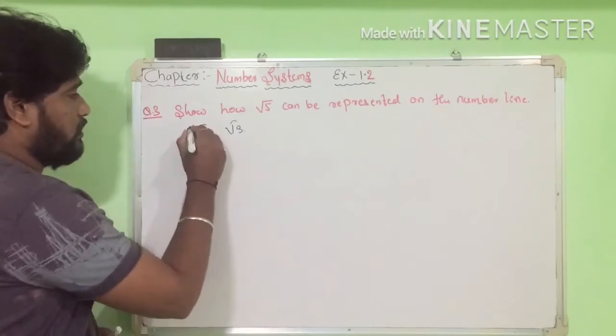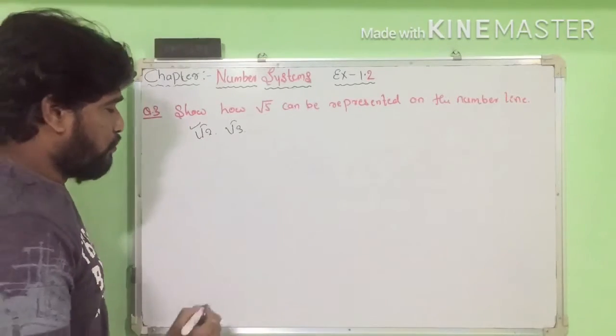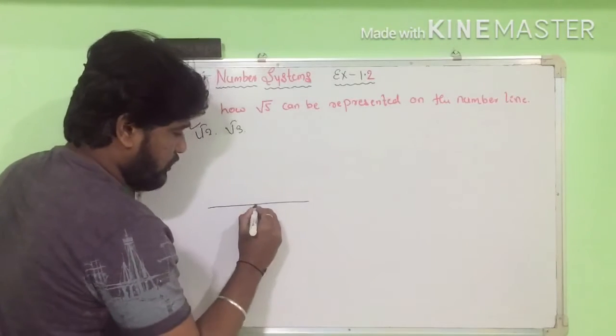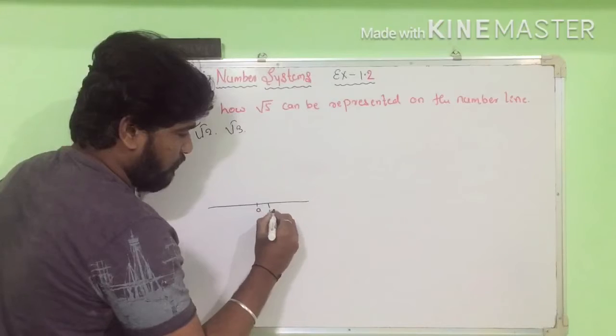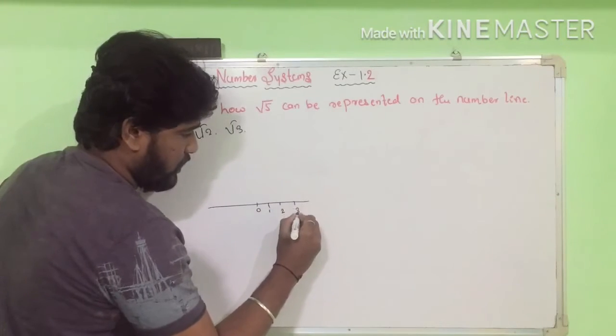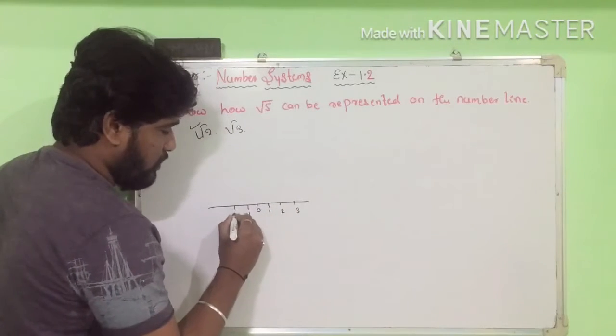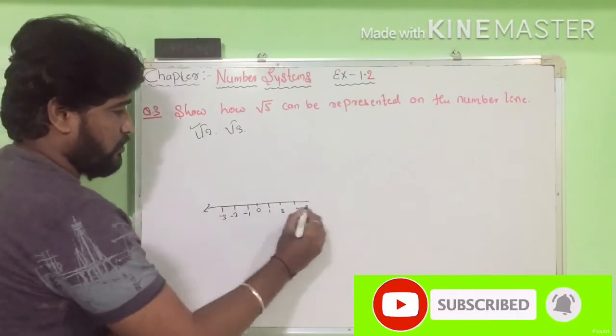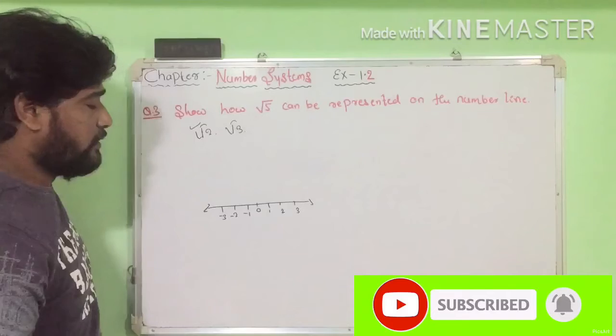First we can draw root 2. For root 2, we want to draw one number line, right? So here is 0, 1, 2, 3, and here minus 1, minus 2, minus 3, and so on.